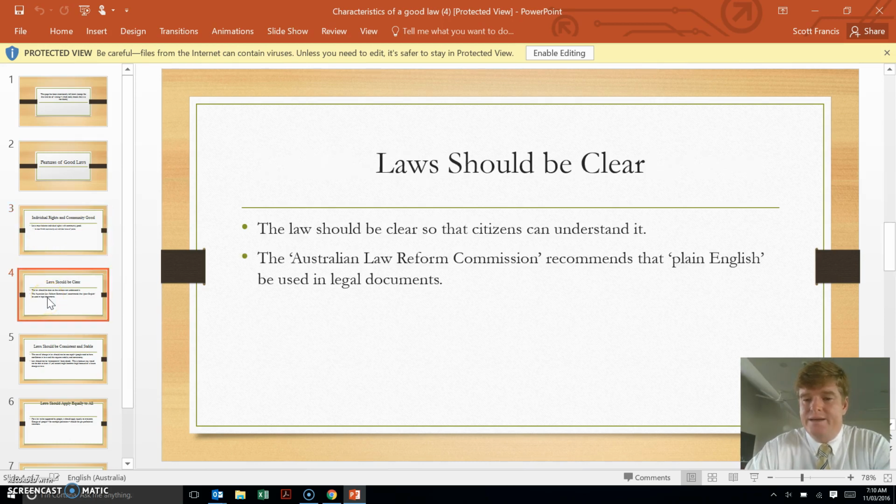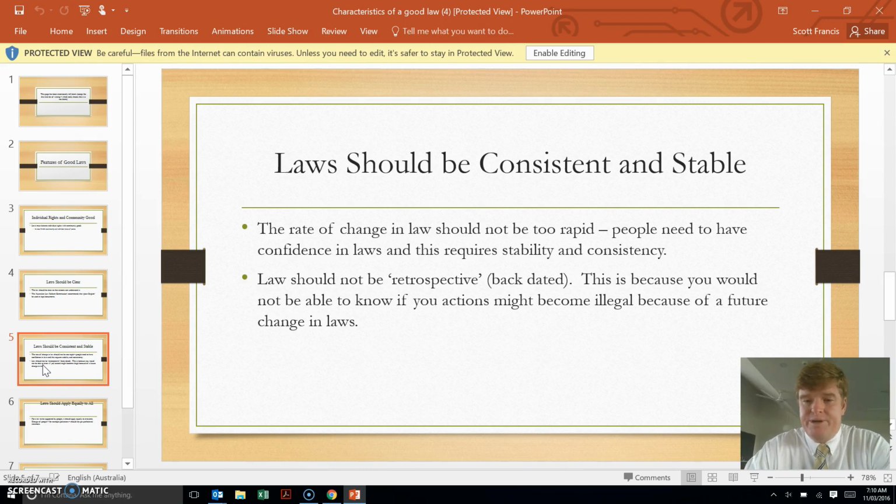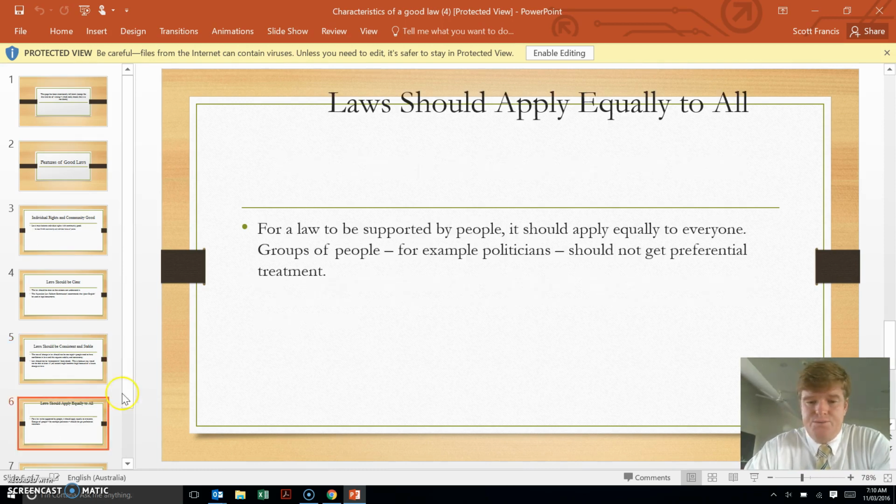The law should be clear. Plain English is a useful benchmark to think about. Is it spoken enough or communicated enough in plain English that everyone can understand it? It should be stable. We don't want laws to be changing rapidly too often. It's one of the reasons also why we don't backdate laws or make them retrospective. We have to have confidence that the law is stable and isn't going to change on us without us being aware of it. The law should apply equally to all.